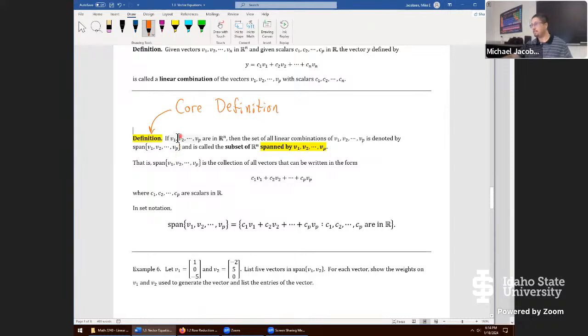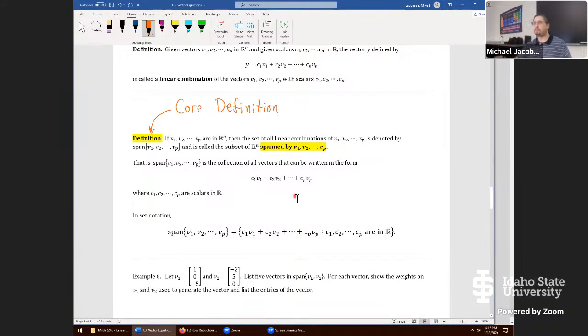First, this is in words. v1 through vp are in Rn, so we have p vectors in Rn. The set of all linear combinations of those vectors is denoted in this way. We say the span of them. It's a subset of Rn spanned by v1, v2, through vp. So we just collect all linear combinations into that object there. Another way to say it is that the span of v1 through vp is a set, and the elements of that set look like this, just generic linear combinations.